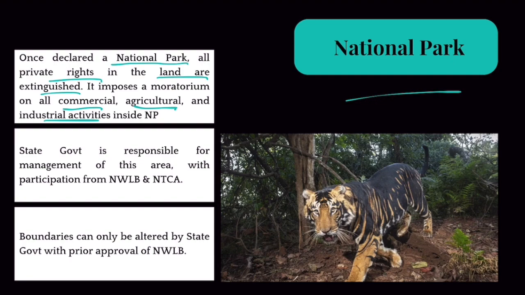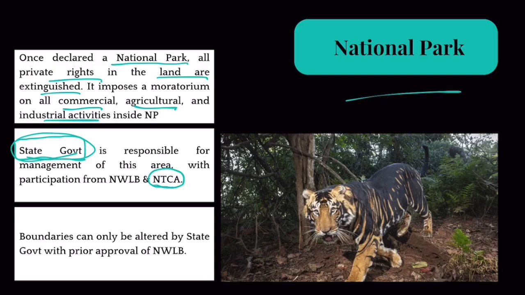Now, the responsibility of managing these national parks lies with the state government. But some national parks have protected species. For example, Simlipal National Park has tigers. So the overall responsibility would lie with the state government. But for tiger protection, the National Tiger Conservation Authority would also be involved in the management of this national park.